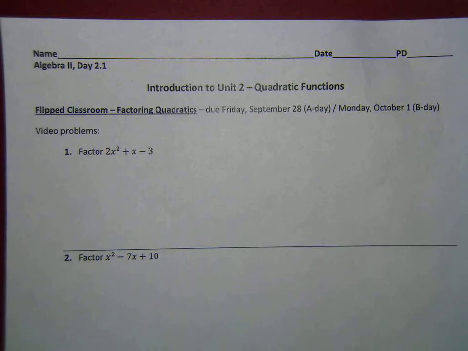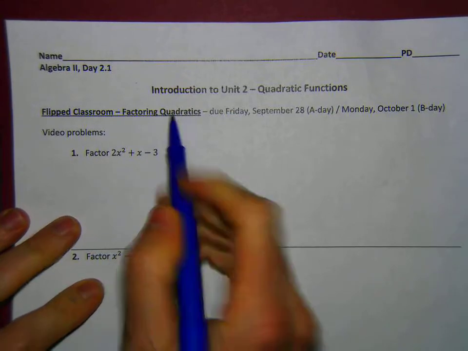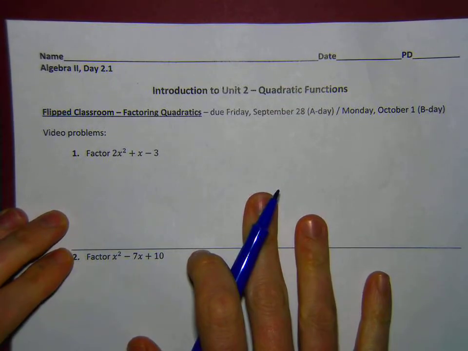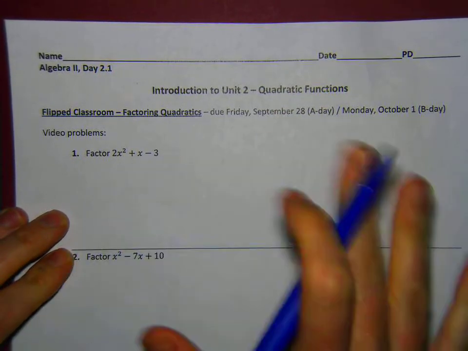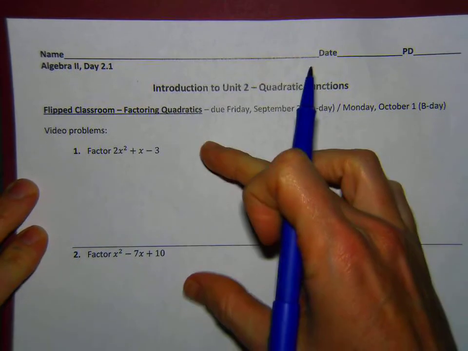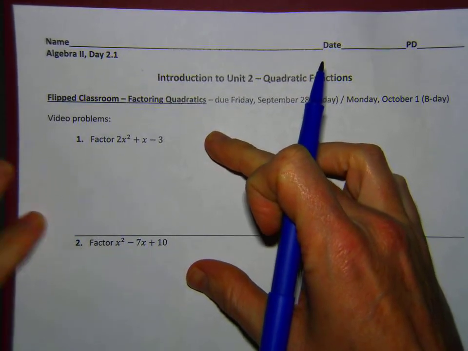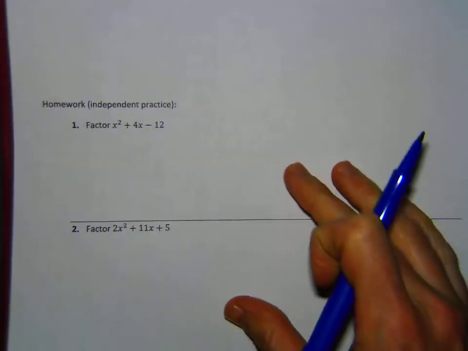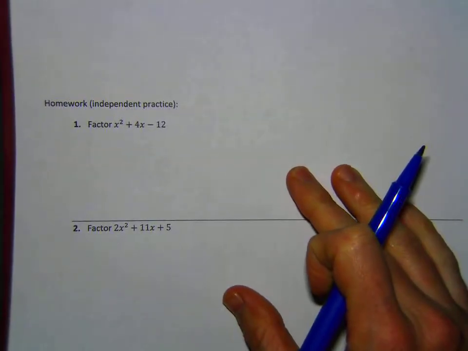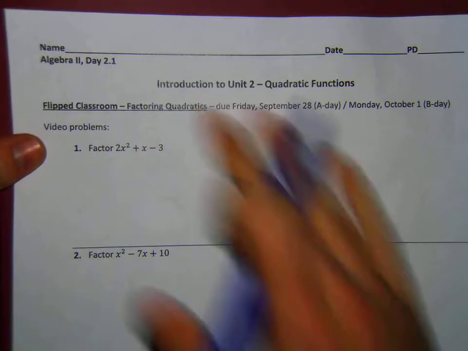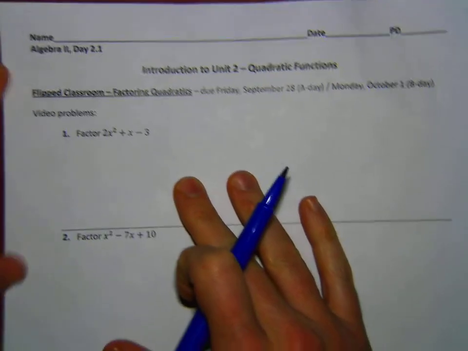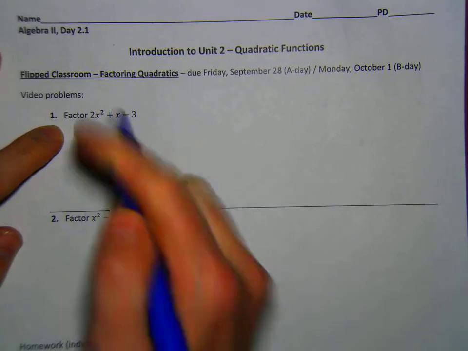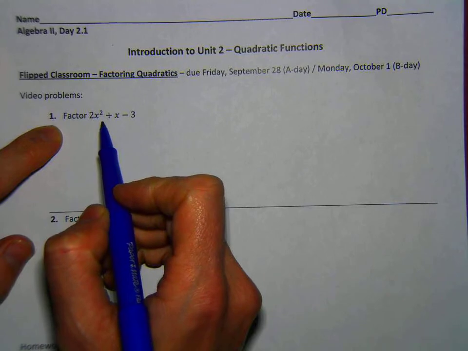So in this video, we are going to discuss how to factor quadratics. You need this piece of paper in front of you. If for some reason you lost it, just get a blank piece of paper. You're going to take notes on problems 1 and 2, which I will do with you. The bottom 2 problems are homework problems for you to do based on the knowledge that you gather from this video. So to begin with number 1, it says to factor 2x squared plus x minus 3.